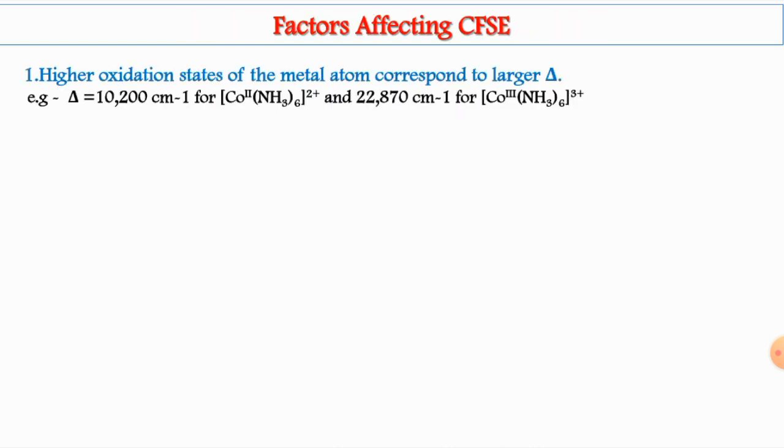Now, what are the factors affecting CFSE? First of all, the higher the oxidation state of the metal atom, the larger the value of delta O. What does higher oxidation state mean? Let's say the example of cobalt in the +2 state and cobalt in the +3 state. Cobalt +2 is larger in size and cobalt +3 is smaller in size. The size is small but the charge is more, so the ligand will be attracted very strongly. That's why the splitting will be more. So look at this number now.